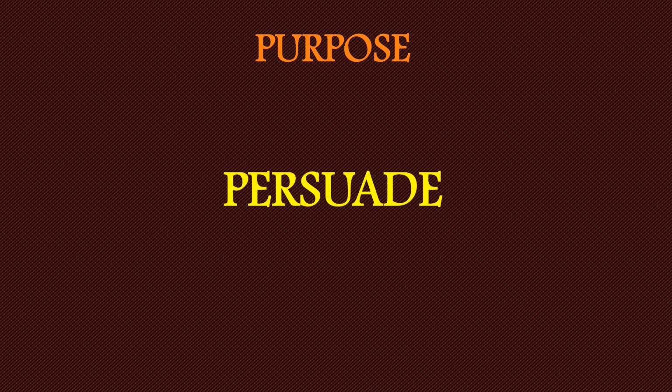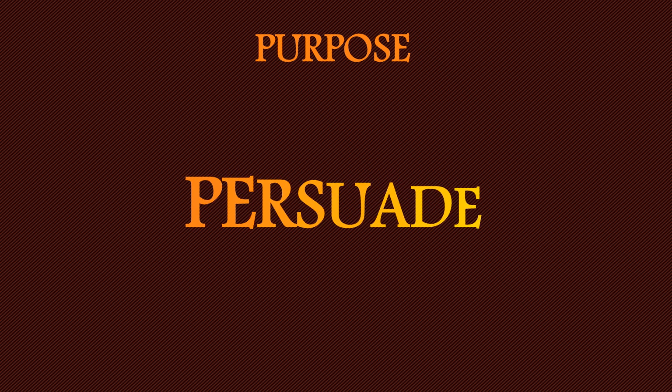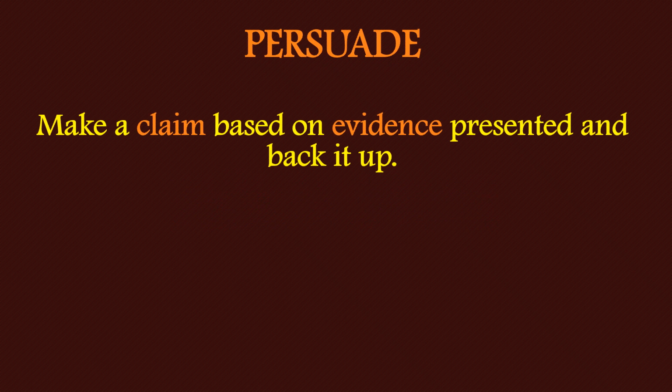Purpose could also be, on a writing test, to persuade. If you get this, we haven't talked about persuasive writing yet. That's the unit that we're moving into next. But if you do get this, you simply need to make a claim based on evidence presented and back it up. In other words, you'll be given 2 different scenarios, like what's better, Apple cell phones or Android. Make a claim based on the evidence presented, back it up.